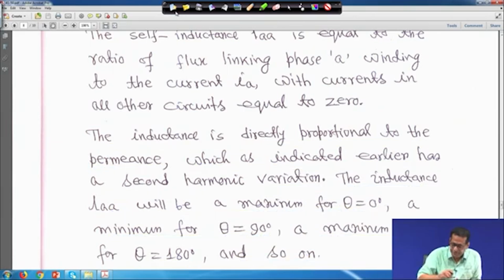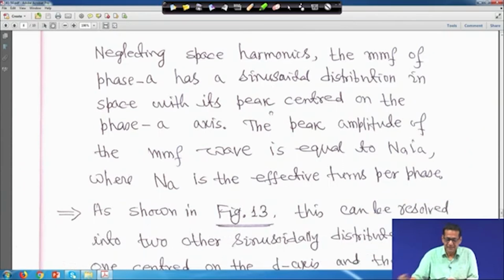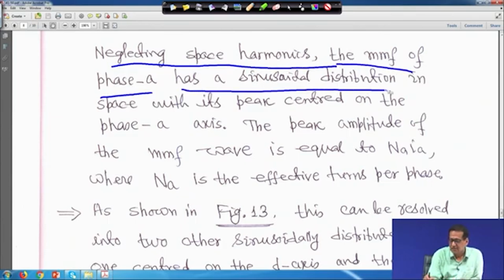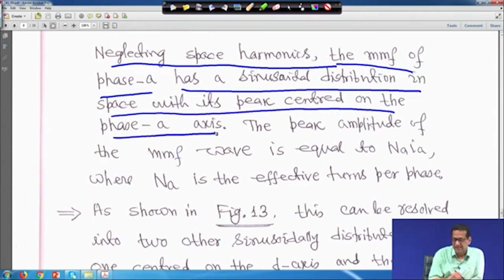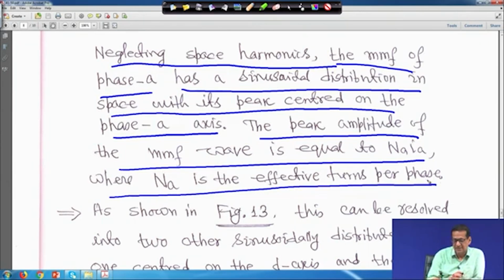So if we neglect the space harmonics, the MMF of phase A has a sinusoidal distribution in space with its peak centered on the phase A axis. The peak amplitude of the MMF wave is equal to N_A I_A, the number of ampere turns, where N_A is the effective turns per phase.